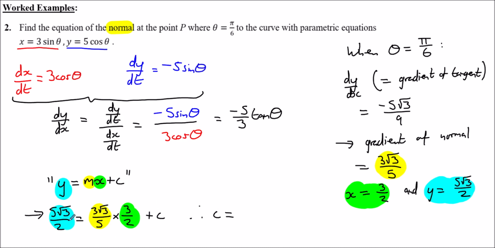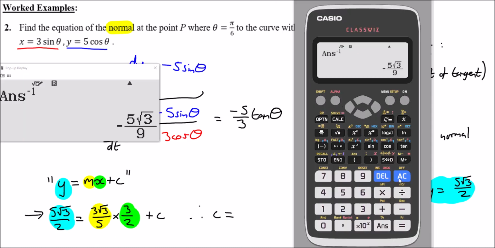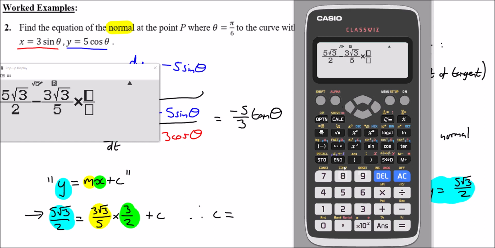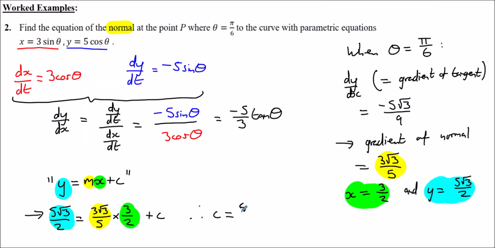So if we just take this equation here, I've got on one side 5 root 3 over 2, and then to solve this I'd need to subtract from both sides 3 root 3 over 5 multiplied by 3 over 2. So I'm going to do that now. So take away from that 3 root 3 over 5 multiplied by 3 over 2. And that gives me that c has to be 8 root 3 over 5.